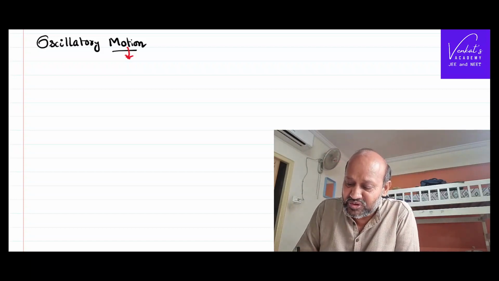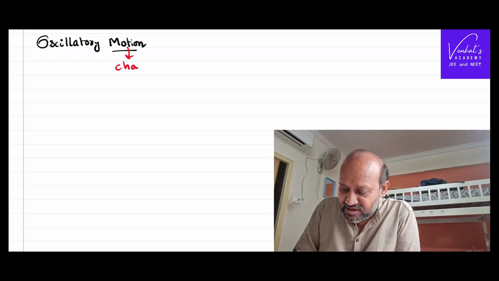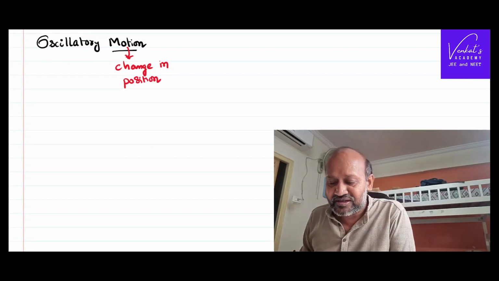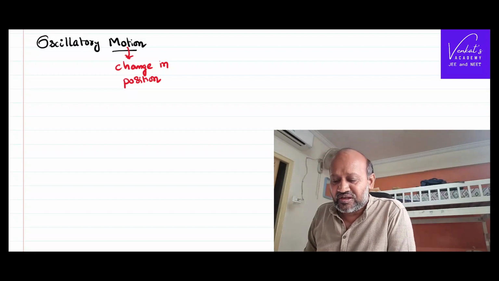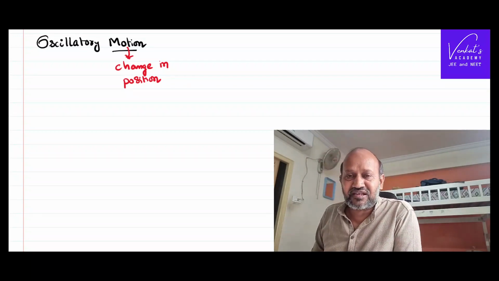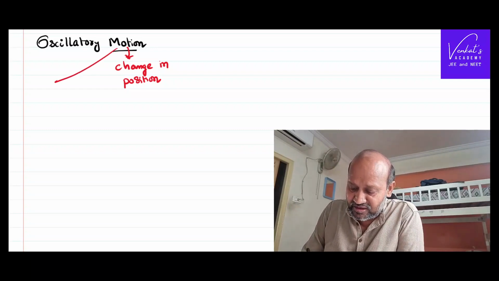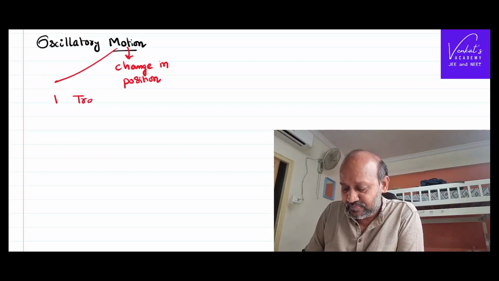So what do we mean by motion? There is a change in its position with respect to time and space. As we have learned in mechanics, there are three different kinds of motions. What are the types of motions that we have? There are three types, as I told you. One is translatory motion.